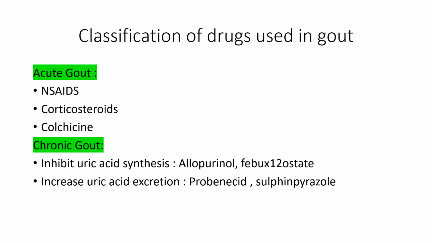Classification of drugs used in gout. In the case of acute gout, NSAIDs, which are non-steroidal anti-inflammatory drugs, will be prescribed, along with corticosteroids and colchicine. In the case of chronic gout, treatment works either by inhibiting uric acid synthesis or by increasing uric acid excretion. Through these two ways we can stop the uric acid buildup. Drugs like allopurinol inhibit uric acid synthesis, and it is the standard commercial drug for gout. To increase uric acid excretion, we use certain other drugs.